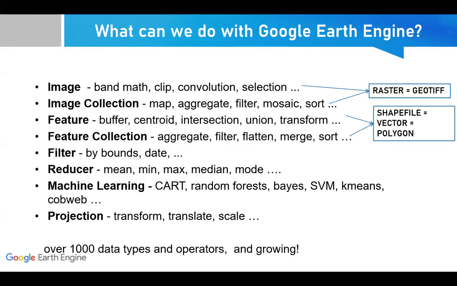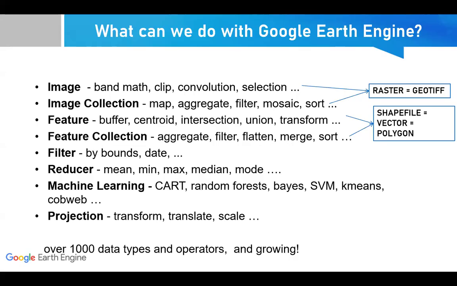And then the second one is vector or polygon data, which is called a feature and feature collection in Earth Engine. It is the same as what we can do with the data in other software. And then the filter: for both the image and the feature, we can filter by date, by bounds, or by location. And then the reducer. The reducer is a descriptive statistics tool, like we can find the mean, the minimum, the maximum, the median, the mode of the input data.